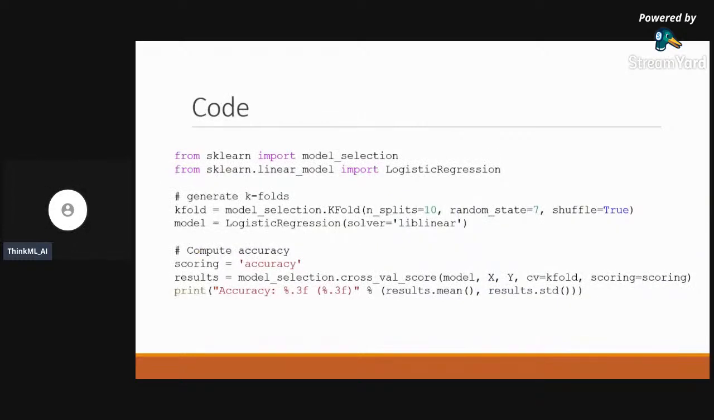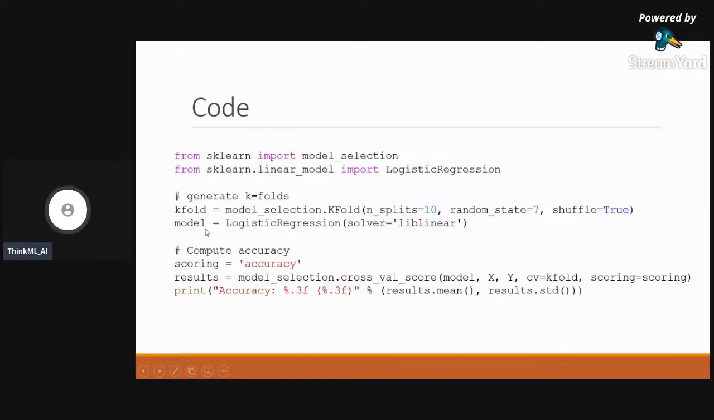Okay, so to compute the k folds, this is the code that we will be using from Scikit-learn. We will be using model selection to find the k folds. Okay, so to generate k folds, what we can do is we can use the KFold method from model selection. Okay, and then we can specify how many splits we want. Okay, do we need to do shuffle?